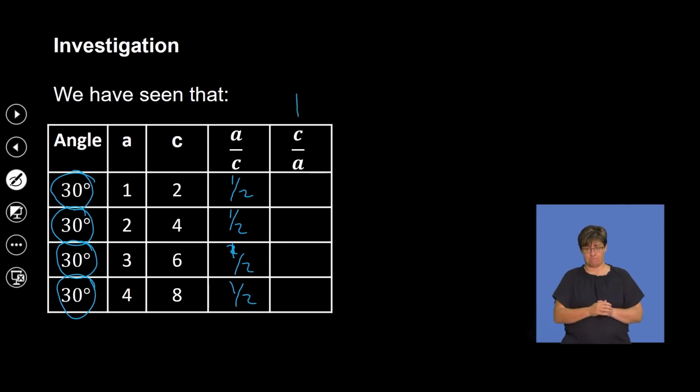Now, the opposite of this, or the reverse operation, we call the reciprocal, right? It's when we tip and flip our numerator and our denominator. So the ratio of C over A will be 2 over 1, which is just 2, 2, 2, and 2 there. So you can see that the ratio is the same, and the reciprocal is also the same.